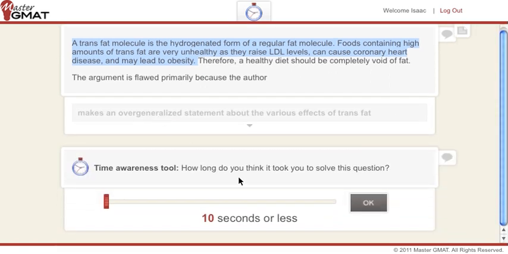see what happens. Now we have our time awareness tool. It makes you super aware of how long it takes you to answer a question. You actually get quite sharp at this by the end of our training. You know exactly how long it takes you.